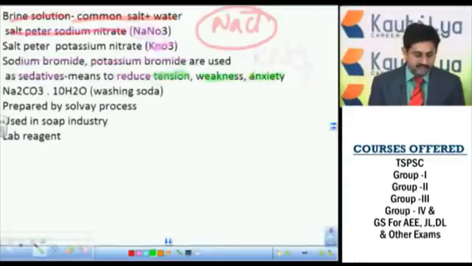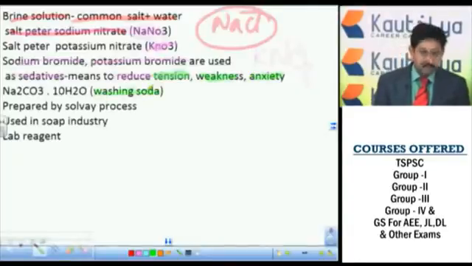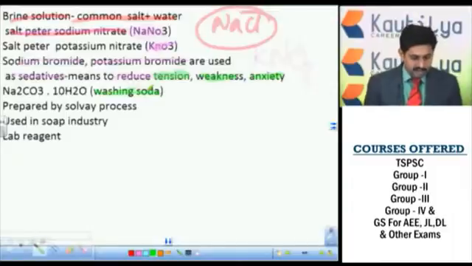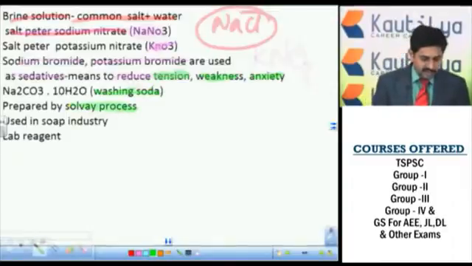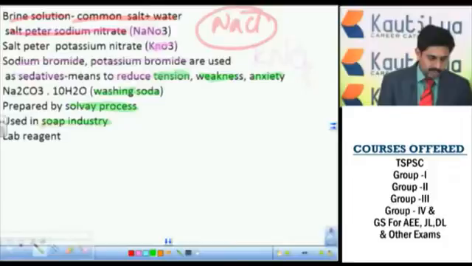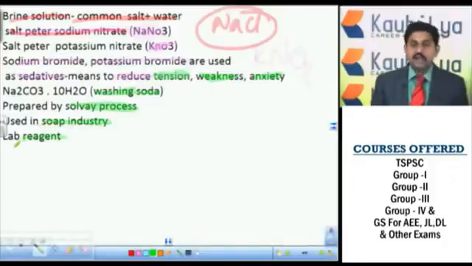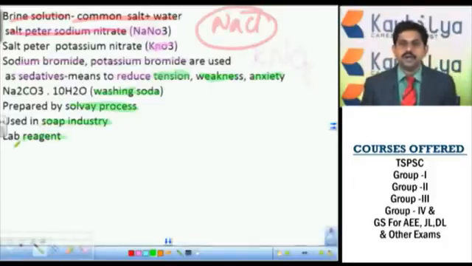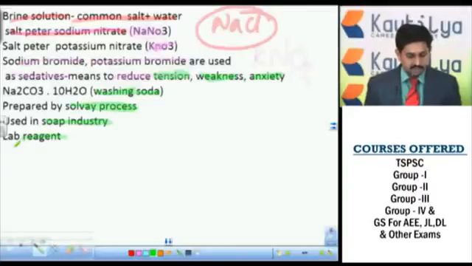the anxiety. I told you already that washing soda is sodium carbonate decahydrate, and this can be prepared with the Solvay process, and this sodium carbonate is used in the soap industry and also as a lab reagent. Sodium carbonate decahydrate is considered as washing soda, it is prepared with the Solvay process, it is used in the soap industry and as a lab reagent.